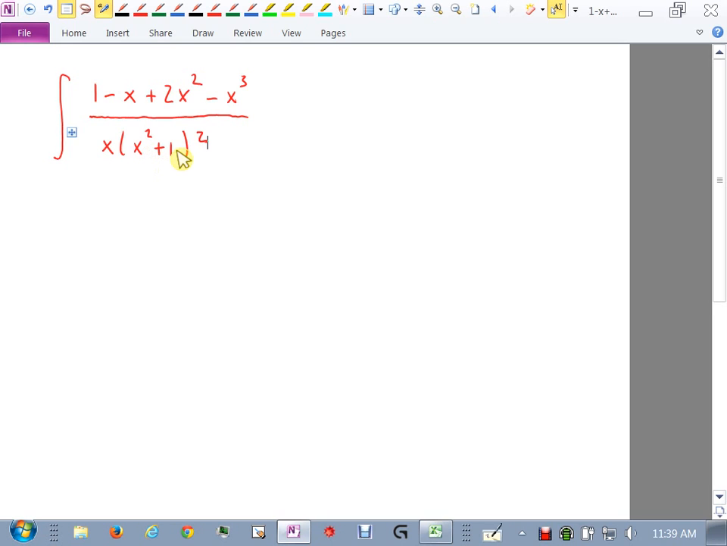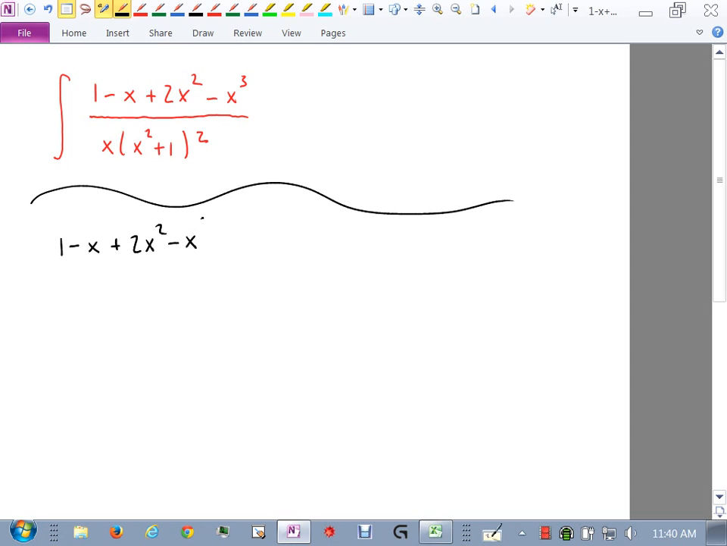There is a possibility here that the numerator factors and that something cancels, but I don't see it. I don't see that possibility. I don't see it happening. So we're going to just go for a brute force attack on this. Brute force.